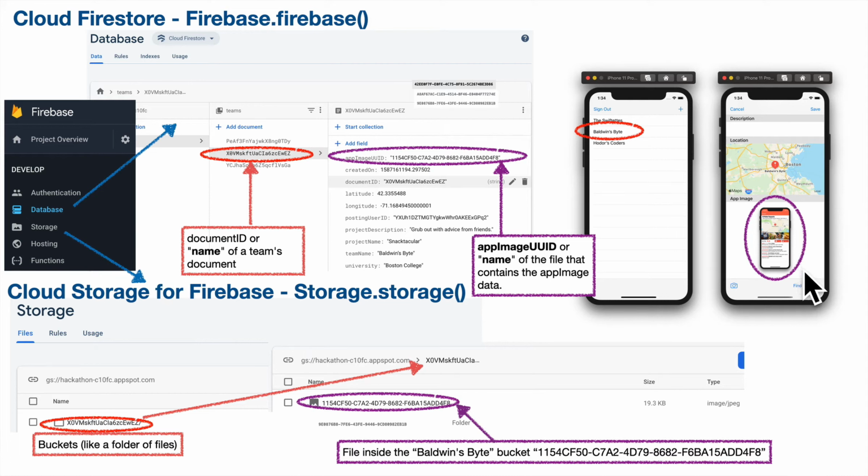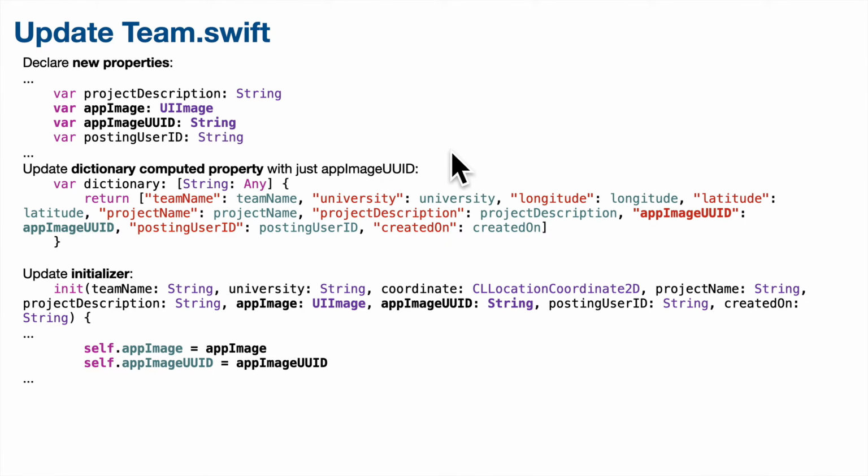So the first thing that we're going to do is update our team class with two new properties: appImageUUID, which is a unique identifier for the file, and that's going to be a string, and appImage, which holds the team image in memory when it's displayed in our team detail table view controller. Now not only will we add these two properties to our team class, we also need to update the initializer, the convenience initializers, and the dictionary value to account for the fact that the class now has these new properties.